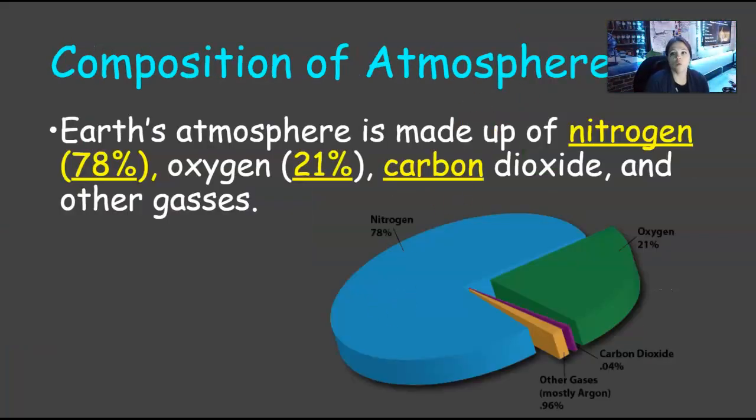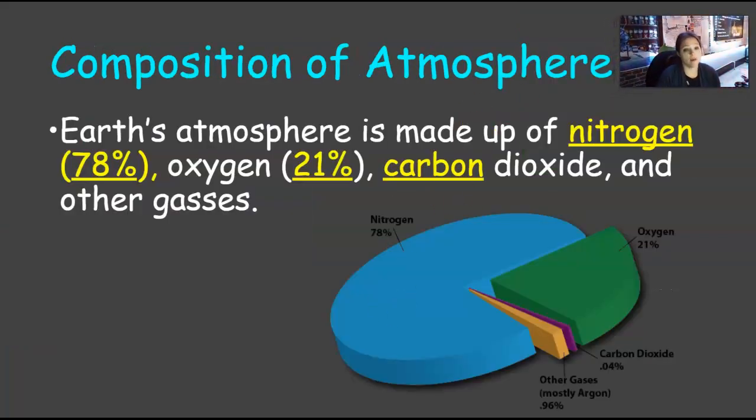All right, what is the composition of the air? Okay, so Earth's atmosphere is not all oxygen. It's actually made up of mostly nitrogen. That's the 78%. You've got oxygen, and then you've got other gases like carbon dioxide, methane, and so on.